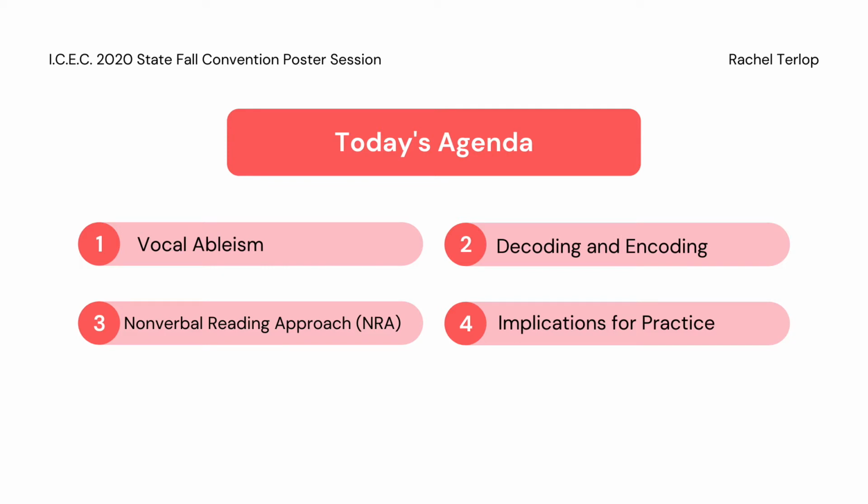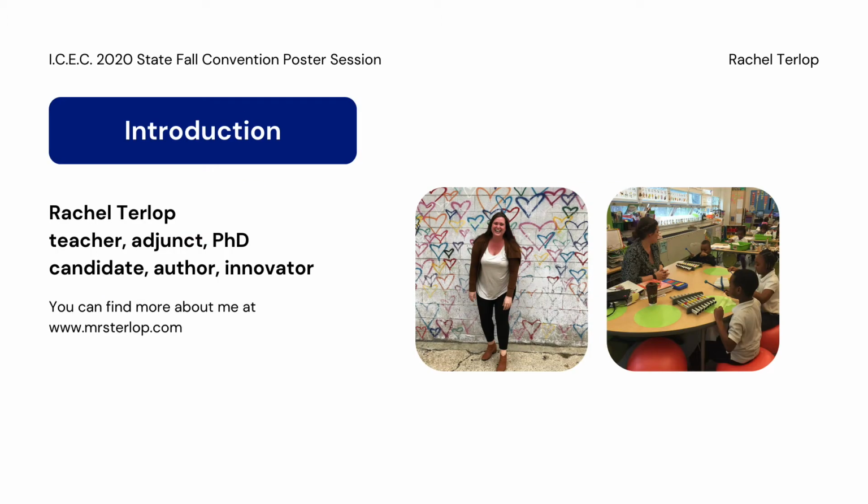So in my session today, I'm going to be talking about four big ideas. The first of which is vocal ableism, and how our society is constructed for people who can speak. I'm going to talk about decoding and encoding, the nonverbal reading approach, as well as implications for future practice in the classroom or in therapy sessions.